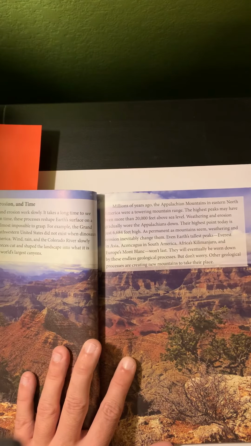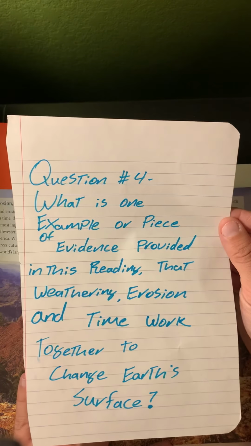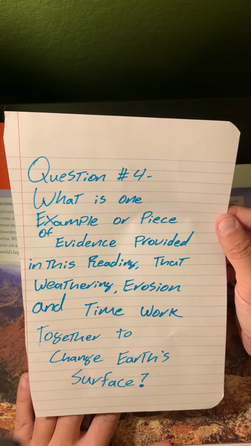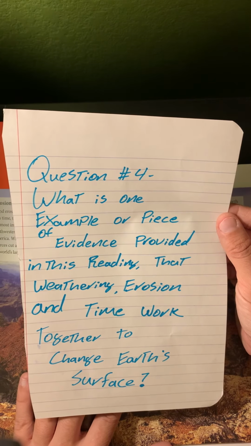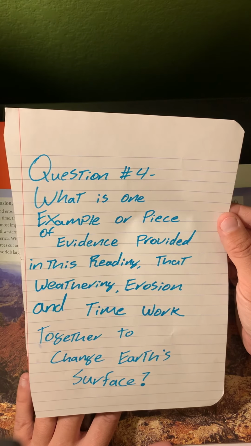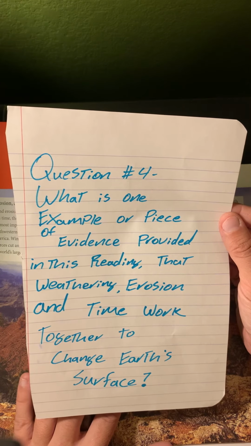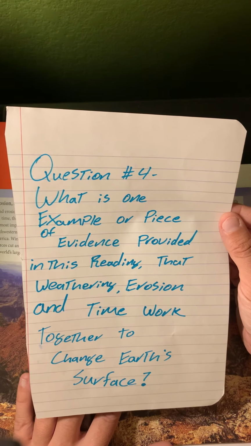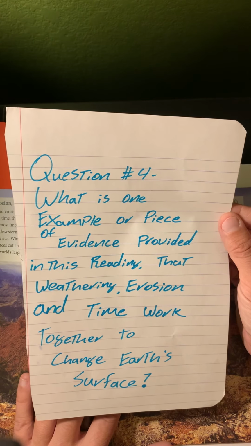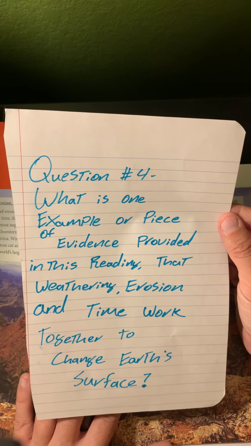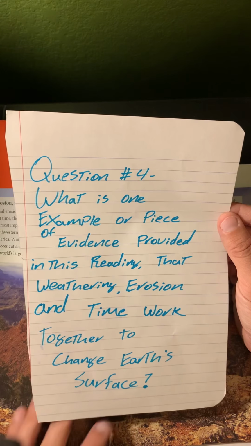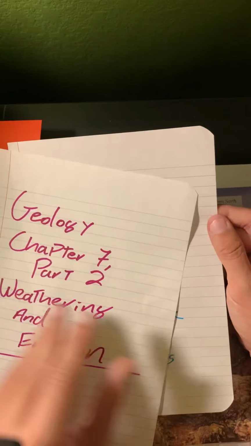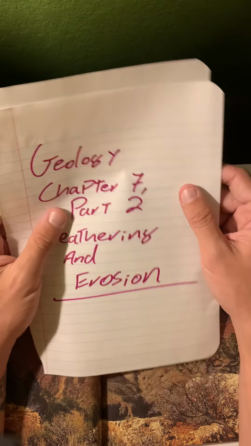Okay. So based off of this reading, or if you happen to have any other ideas other than what was here in this book, question number 4 and the final question for this video. What is one example or piece of evidence provided in this reading that weathering, erosion, and time work together to change Earth's surface?